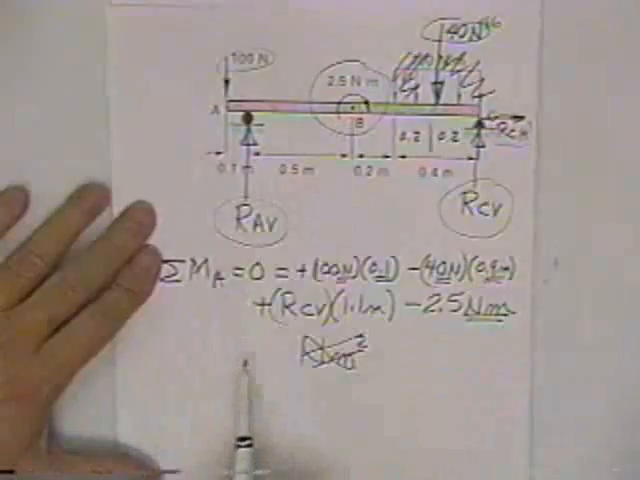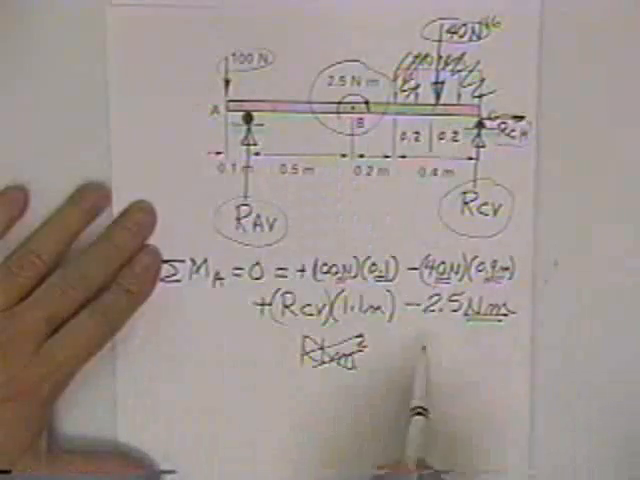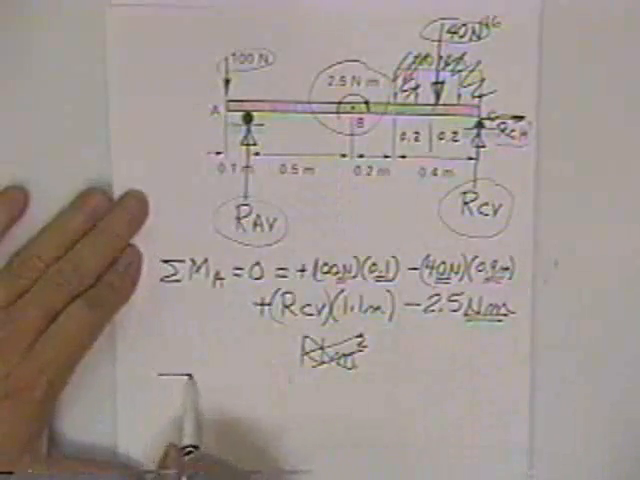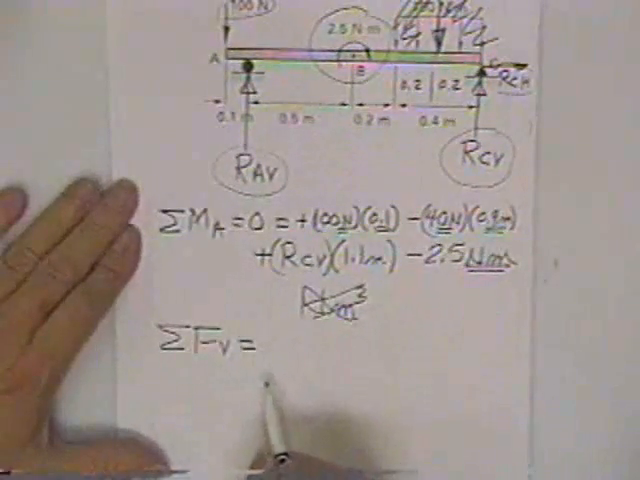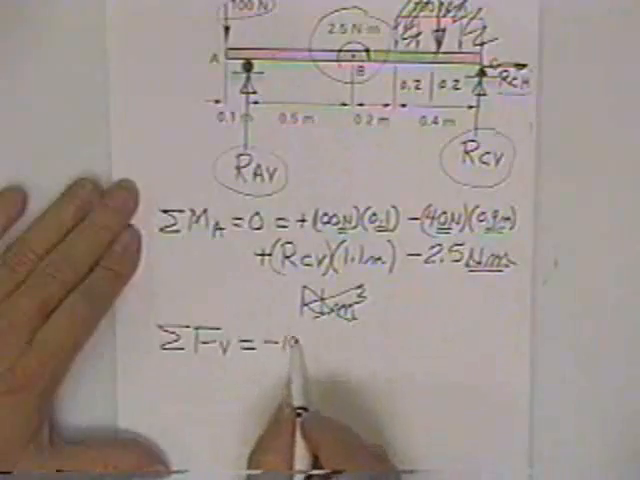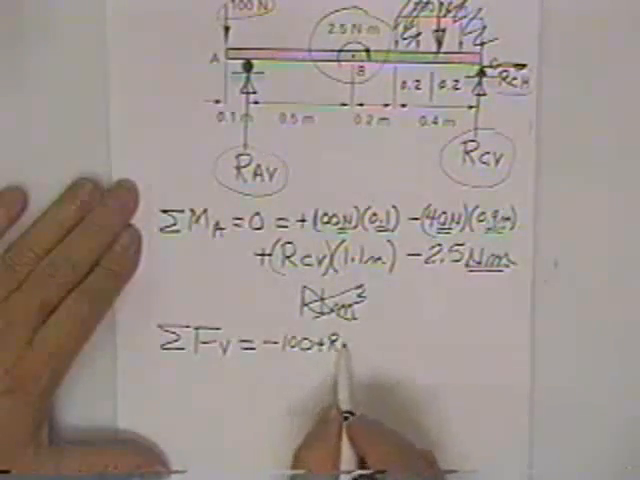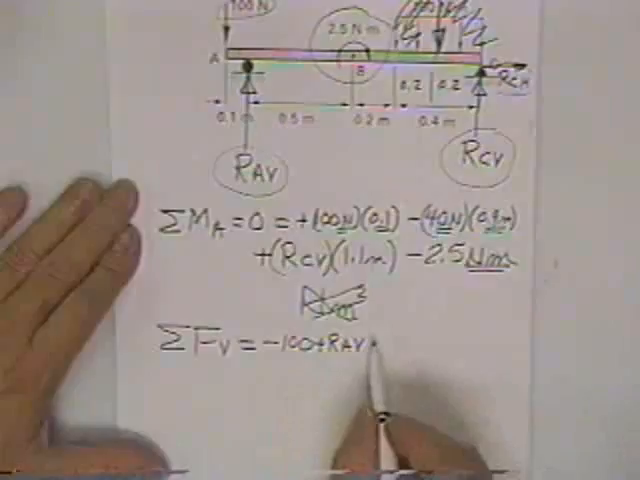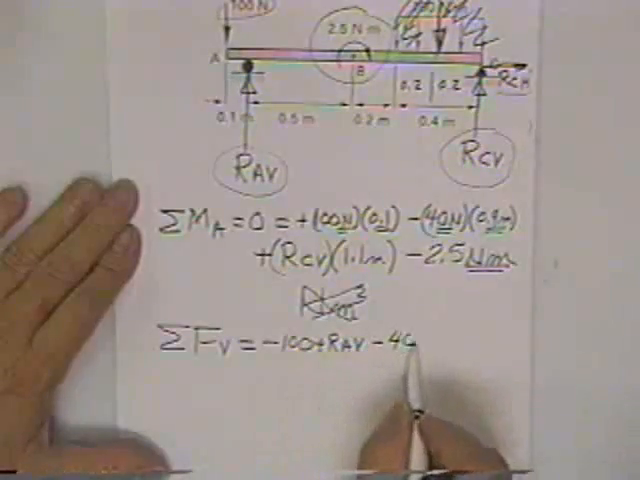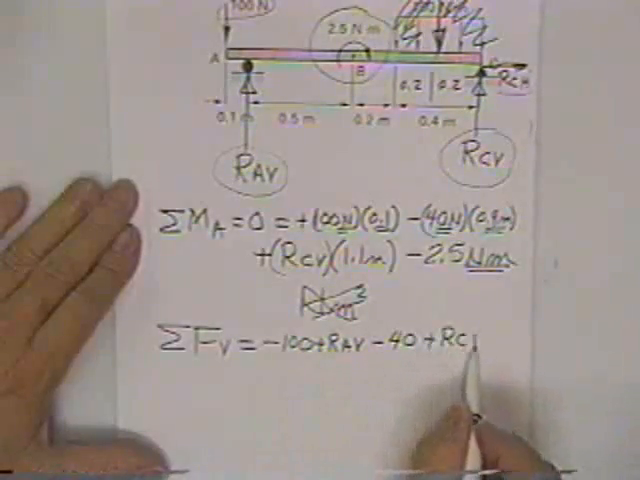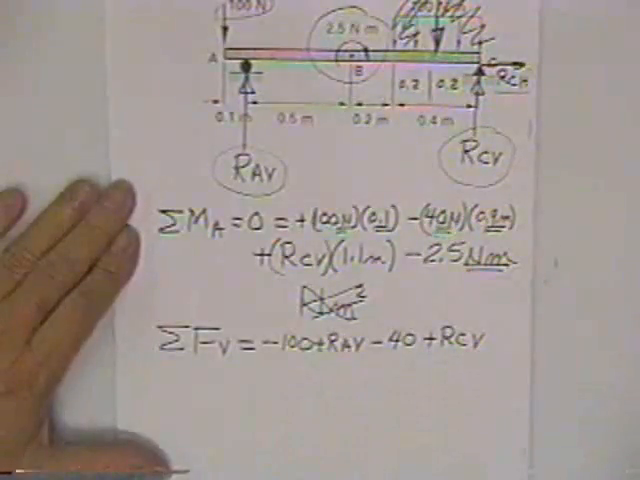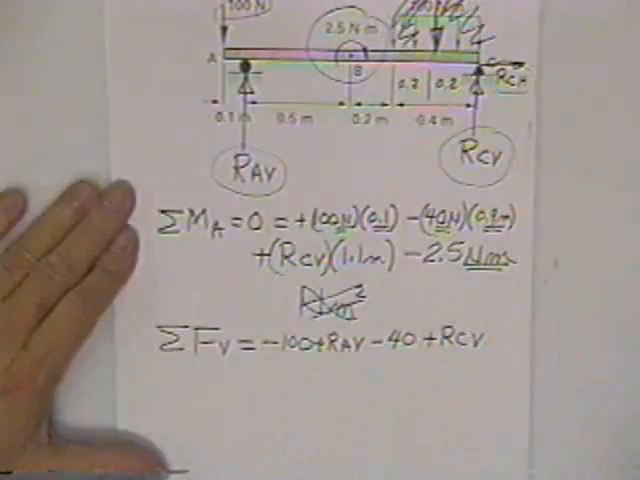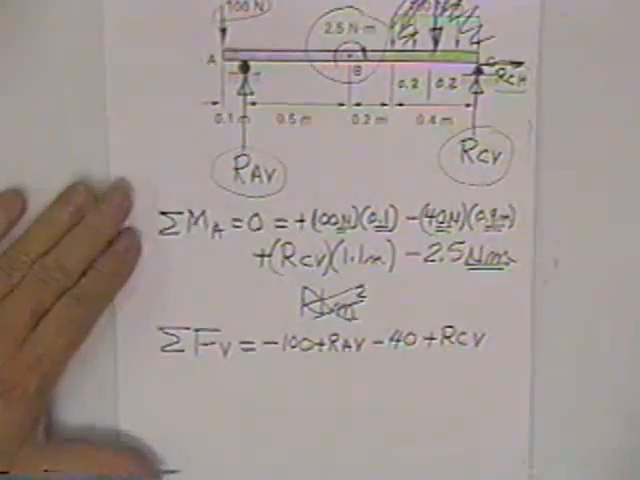So anytime you see a concentrated moment on your free body, just plug it in your moment equation. When you sum forces vertical, here are your sum forces vertical. Minus 100 plus RA vertical. Minus 40 plus RC vertical. And that's it. You do not have anything up and down due to the 2.5. Because it doesn't go up and down. It goes round and round.